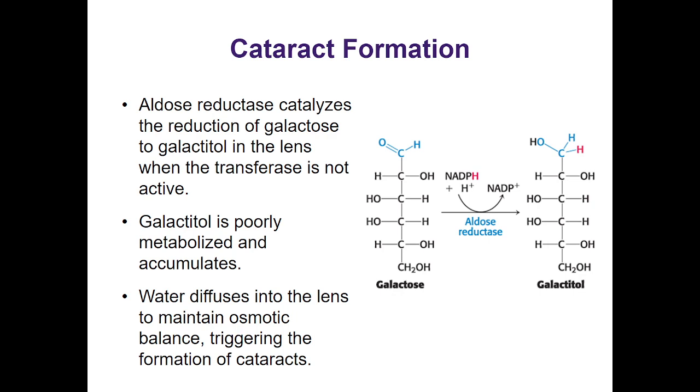So the aldose reductase catalyzes the reduction of the galactose to galactitol in the lens when the transferase is not active. Galactitol is poorly metabolized and tends to accumulate. Water diffuses into the lens to maintain the osmotic balance. This triggers the formation of your cataracts. And so here's your galactose, here's the aldose reductase, and there's the galactitol. Notice the galactitol has an alcohol there instead. See that? The sugar, on the other hand, had an aldehyde.